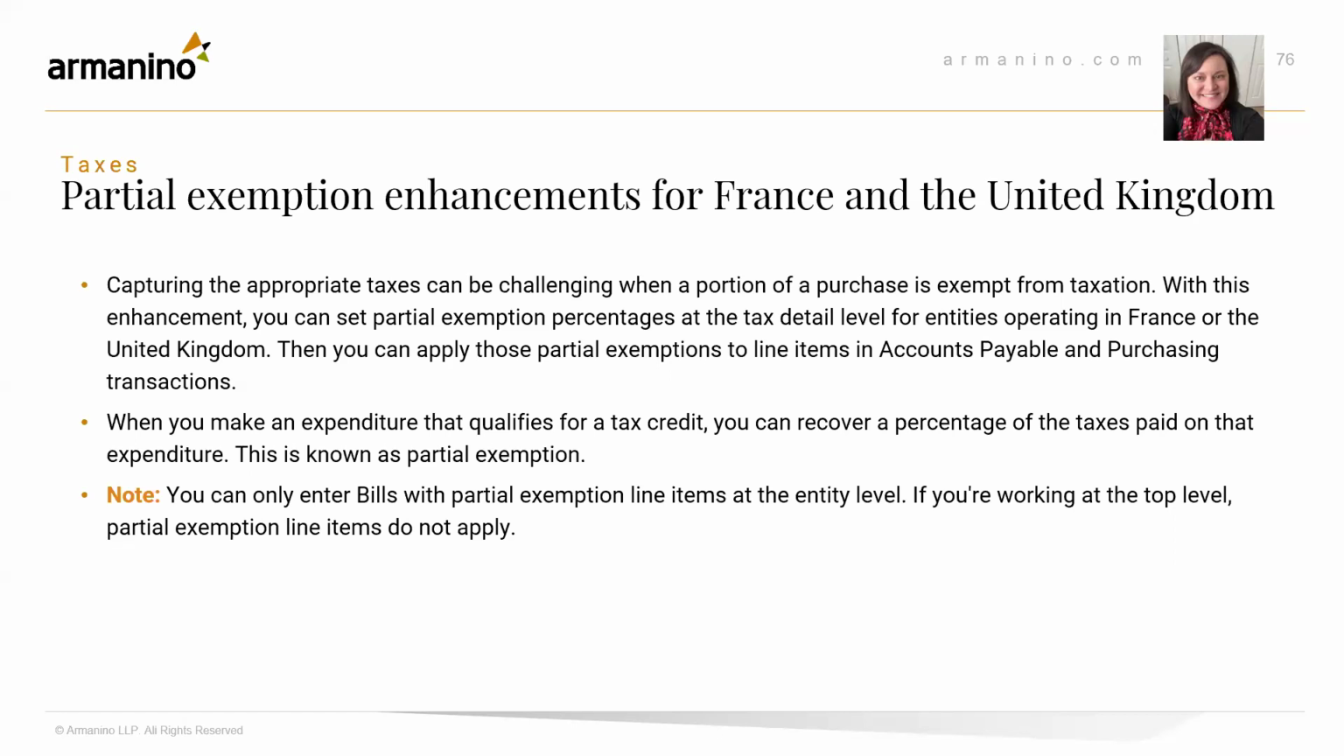When you make an expenditure that qualifies for a tax credit, you can recover a percentage of the taxes paid on that expenditure, otherwise known as a partial exemption. Note that you can only enter bills with partial exemption line items at the entity level. So if you're working at the top level, the partial exemption line items do not apply.